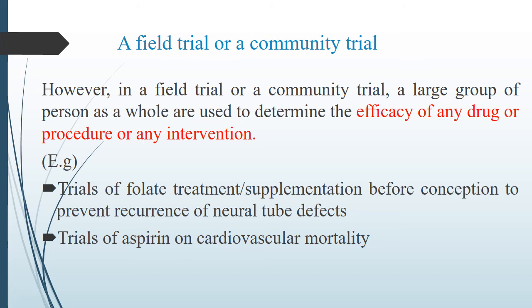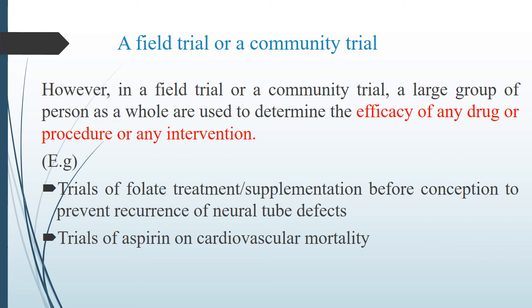Example: trials of folate treatment or supplementation before conception to prevent recurrence of neural tube defect. Before conception, before the women become pregnant, we give folate tablet supplements to all the women. Then we check the effect: whether the child has any neural tube defect or any abnormalities.